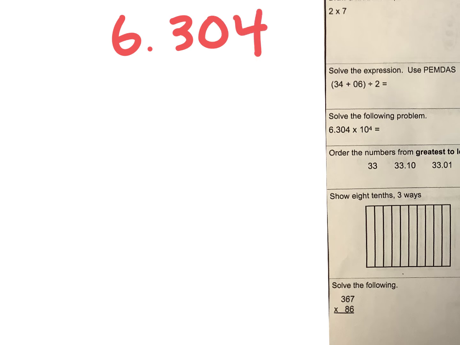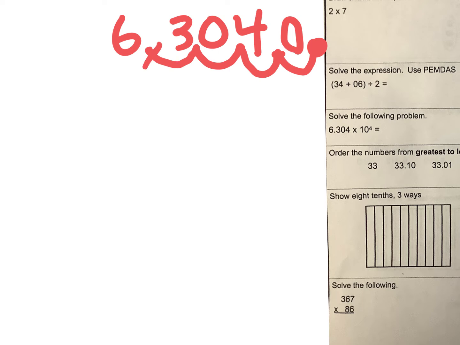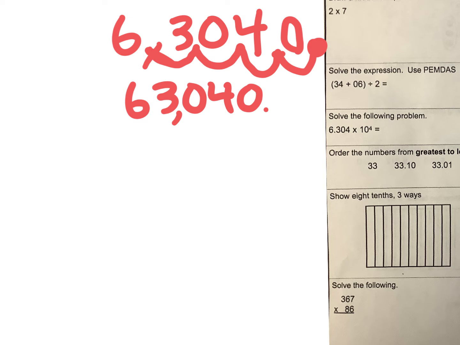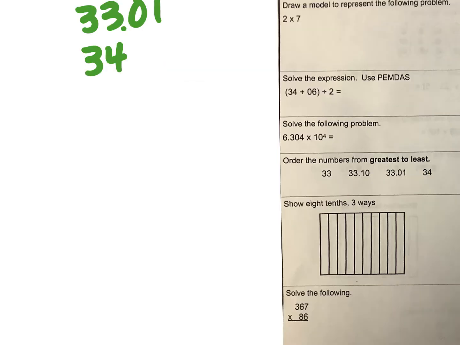When I rewrite my problem, I'm going to pick up this decimal and move it one place value: 2, 3, and 4. There's my final decimal. I'm going to rewrite this with my new decimal. I'm not going to use this old decimal. I'm going to bring everything down and place my decimal here, which gives me a final answer of 63,040.